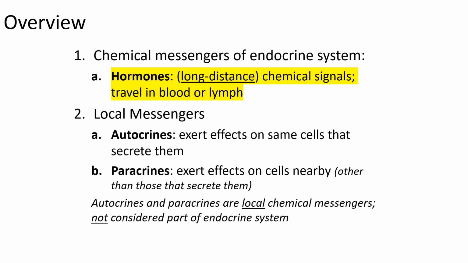And then we have paracrines, which are going to exert their effects on nearby cells. You may have heard of histamine, for example, especially when you think of an allergic reaction. Histamine is a paracrine that is released by mast cells during an allergic response. Please note again that hormones are the chemical messengers of the endocrine system. Autocrines and paracrines are local chemical messengers that are not necessarily considered part of the endocrine system, but may impact the actions of the endocrine system.